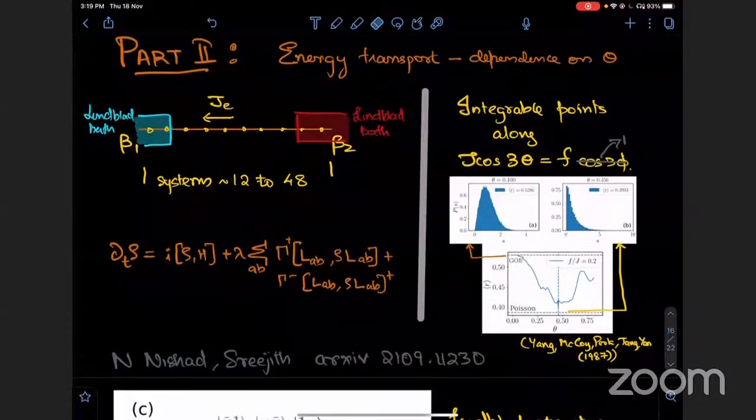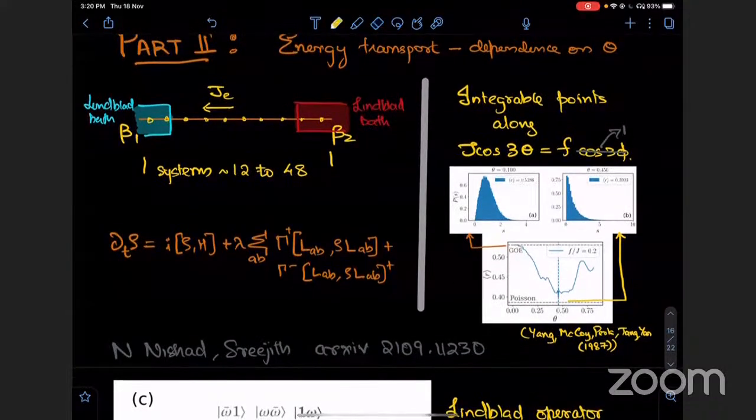Okay. So this shows the level spacing ratio as a function of the chirality parameter theta. And as you see, at this point where we expected it to be integrable, we do get approximately Poissonian statistics. And away from it, we don't always get the GOE statistics, but something close to that, or at least something away from Poisson statistics.